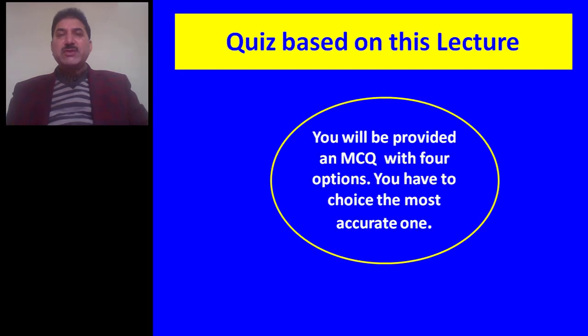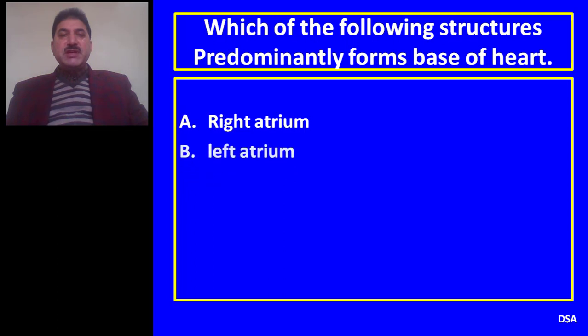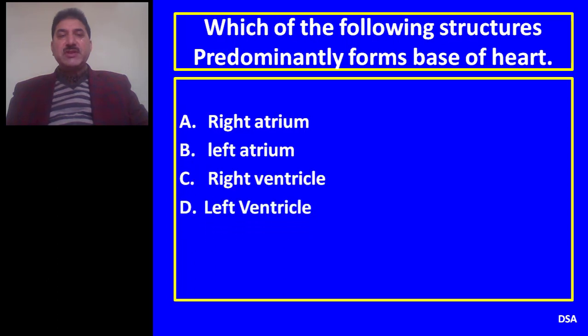Let us go for a quiz based on this lecture. You will be provided an MCQ with four options. You have to choose the most accurate one. Our first question is, which of the following structures predominantly forms base of heart? A. Right atrium. B. Left atrium. C. Right ventricle. D. Left ventricle. B is the correct option.